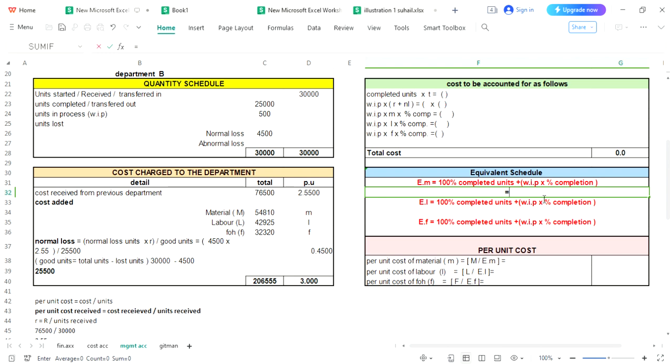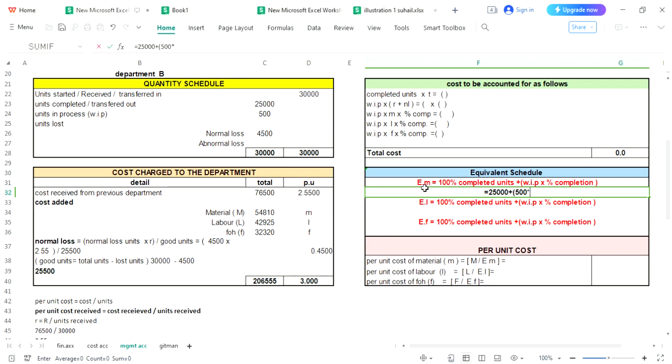So you are going to write here 25,000 units, and then what is next? Here you will put plus, then you will start your bracket. Please keep attention upon this red line. Next you need is your work in process. Come in quantity schedule, here is your work in process, that is 500. Put 500 over here, and next you are going to multiply it. So you will multiply with what? Percentage completion.